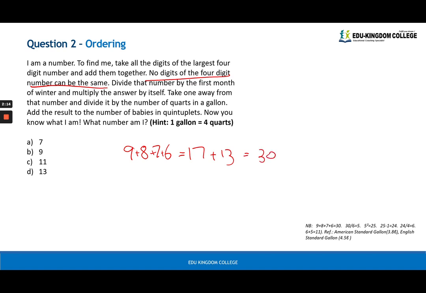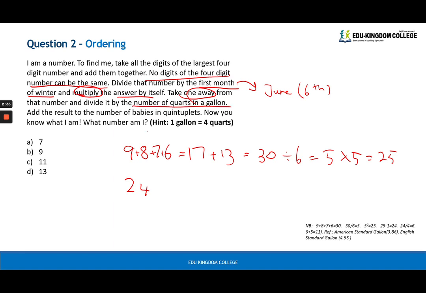Divide that number by the first month of winter. So the first month of winter is June, which is the 6th month. So divide it by 6 and you get 5. Now I want to multiply the answer by itself. 5 times 5 is 25. Take 1 away from that number, you get 24, and divide it by the number of quarts in a gallon. They've given you a hint, but you can tell from the word quart, it means 4, so divide by 4. And you get 6.